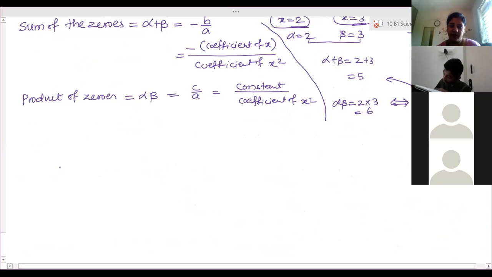Now here, alpha and beta are the zeros of this equation, ax square plus bx plus c is equal to 0. This is a polynomial whose zeros are alpha and beta. And now form the equation when alpha and beta are the zeros. Now see here, what has to be done? You have to go backwards like this.